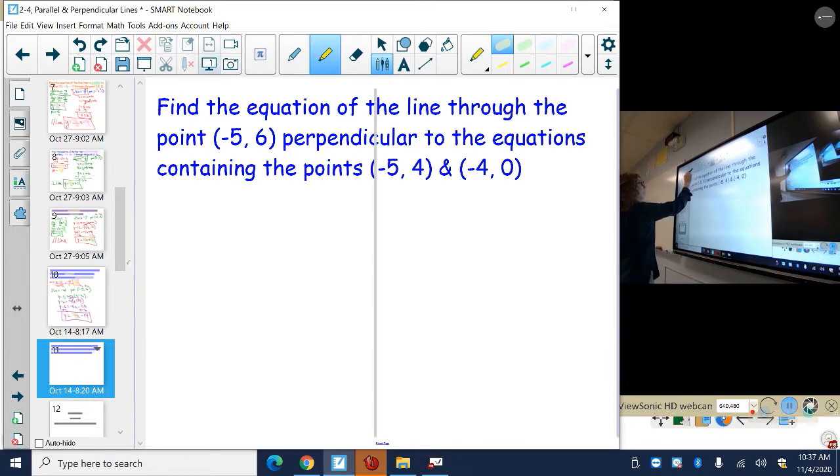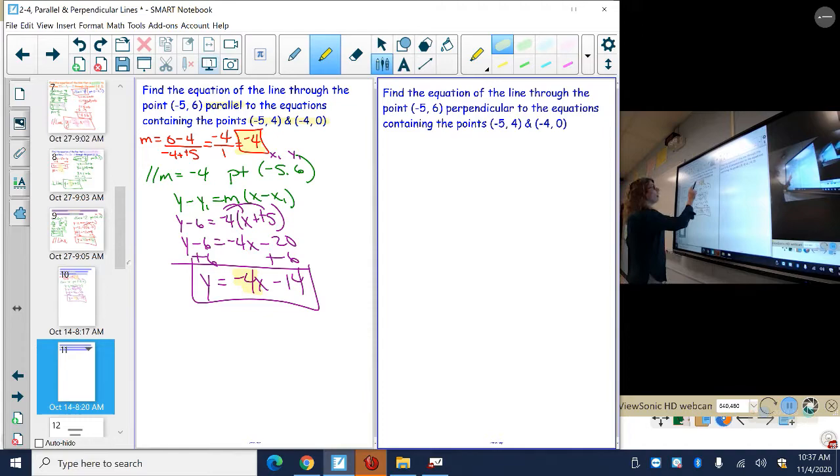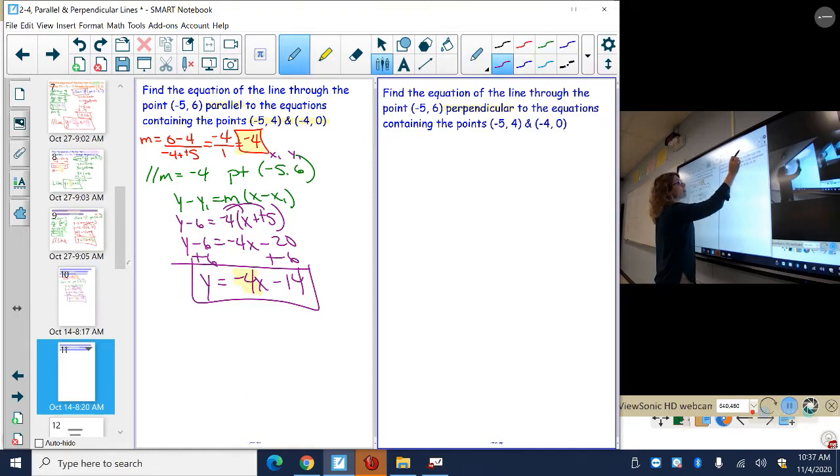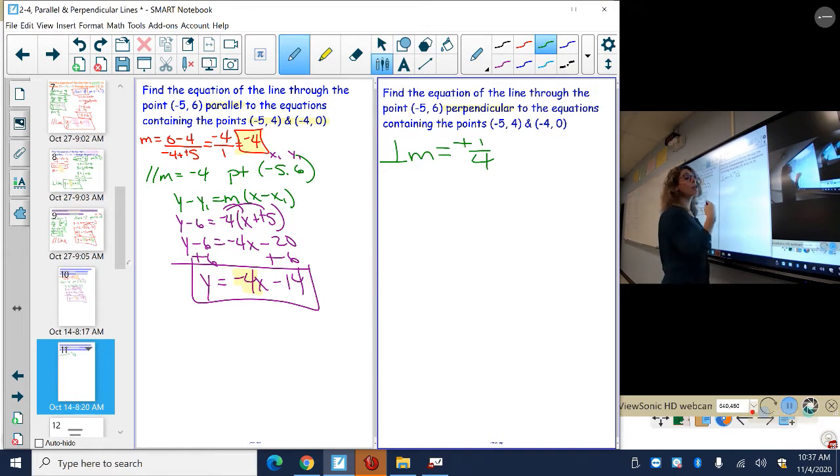Last example, same exact thing. How do I know that? I'm going to go ahead and show you. I give you the same exact problem with the same exact points, but this time I want the perpendicular slope. Okay, well, I already did the slope over here, didn't I? So now all I need to do is say, well, what is my perpendicular slope? My perpendicular slope is the opposite of negative, which is positive, and then the reciprocal of 4, which is going to be 1/4.